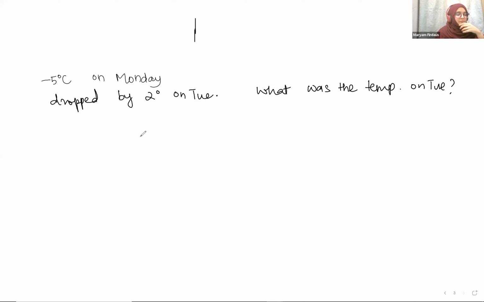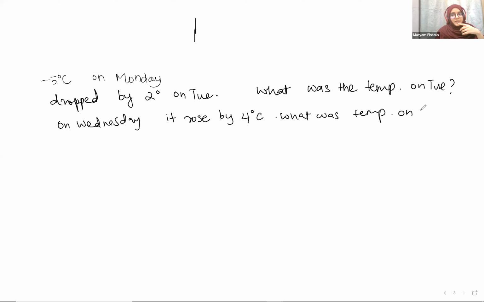The second part says, on Wednesday, it rose by 4 degrees Celsius. What was the temperature on Wednesday? Okay. Before we go to this, what was the answer to the first part of the question? Minus 3 degrees Celsius.